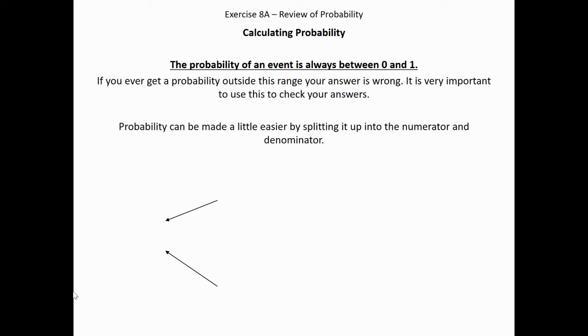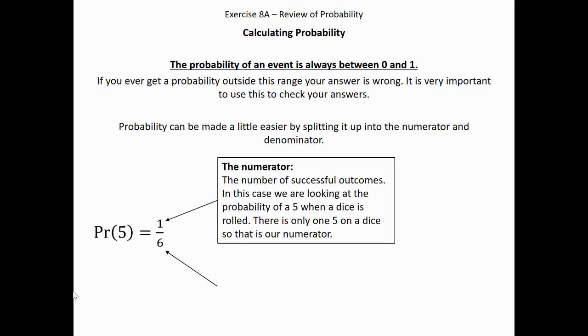When we think about probability, it can be nice to split it up into the numerator and the denominator. So let's think about these ones differently. So the probability of getting a 5. So this is rolling a dice. A probability of getting a 5 here is 1 in 6. So the numerator here is the number of successful outcomes. So in this case, we're looking at the probability of rolling a 5 on a standard 6-sided die. So there's only 1 5 on a die. So that's going to be our numerator.